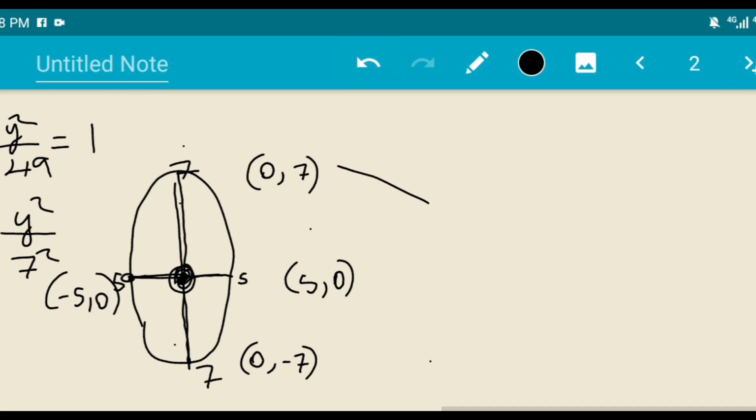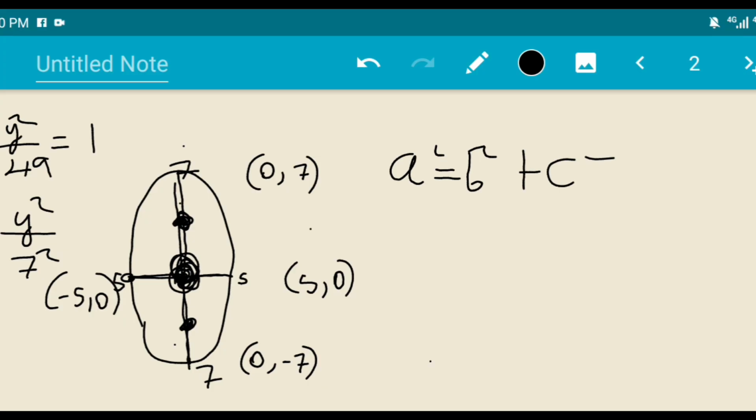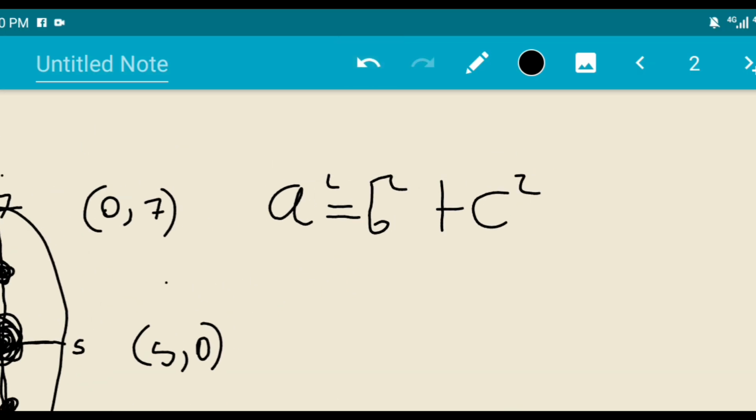Now the foci, how do we find that? Because there's one here and another one here. How are we going to locate that? To find where the foci are, remember we said the focus is what is C. From the origin to here, that is C, and from the origin down to here, that is negative C. And we know that A squared is equal to B squared plus C squared. Let us now solve for C, because that C is where the foci are.